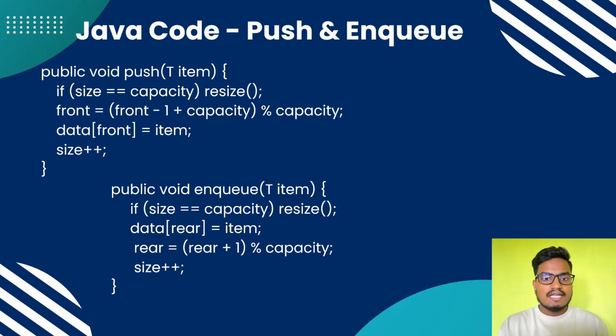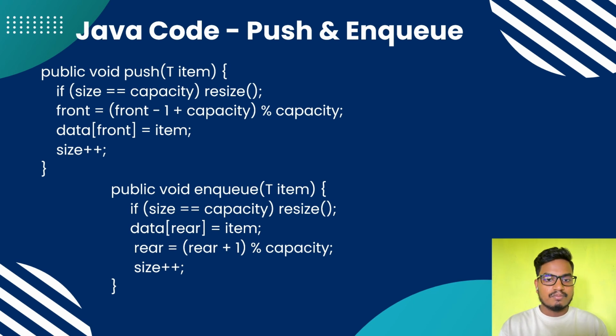Enqueue. Now let's look at the enqueue method, which adds to the rear. Again, we resize if needed. Then we place the item at the current rear index and move the rear forward. If it goes beyond the array size, it wraps around. Increase the size counter. This is just like a queue's enqueue, constant time, no shifting needed.